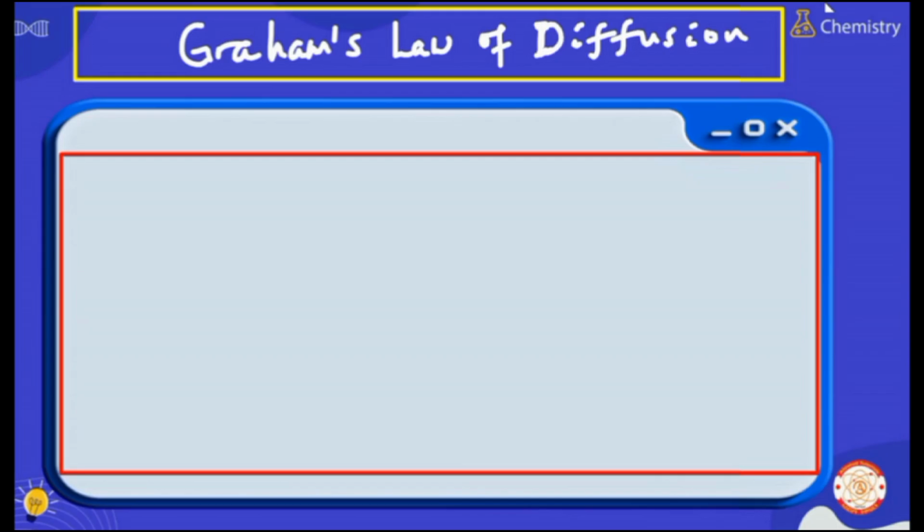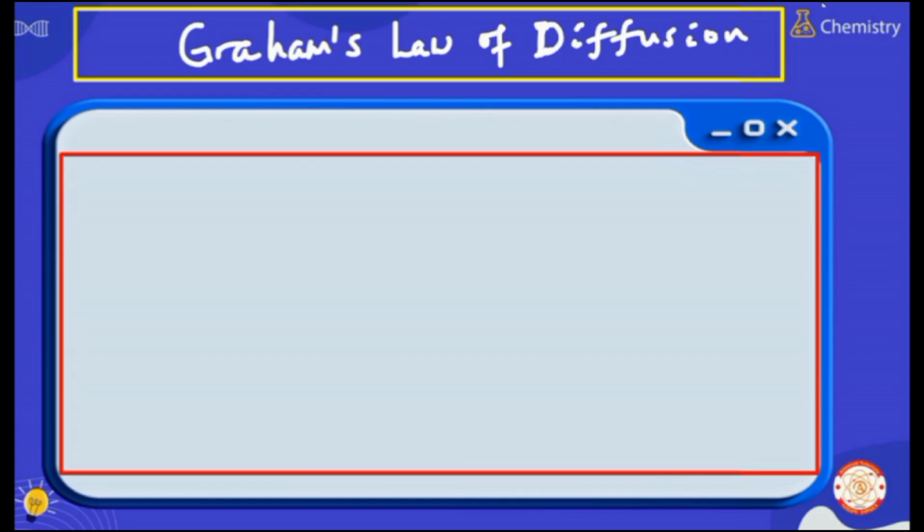Now let us proceed and learn about Graham's law of diffusion. And remember, this law explains the speed of gas. So let us begin step by step. Do you think all gases move at the same speed?